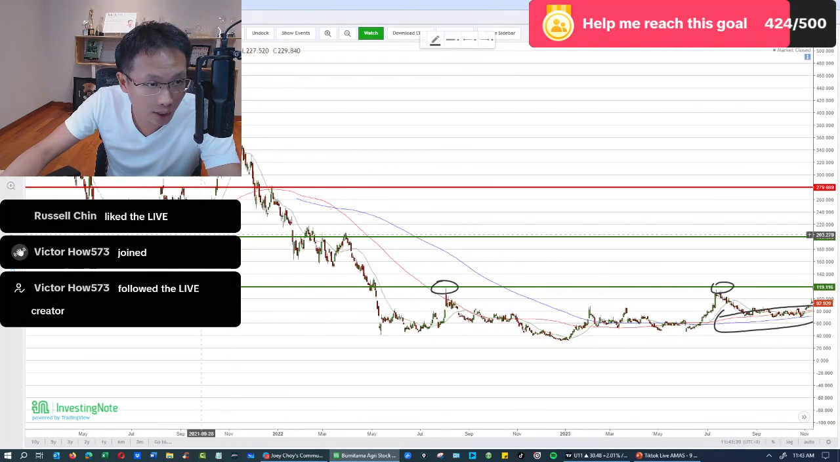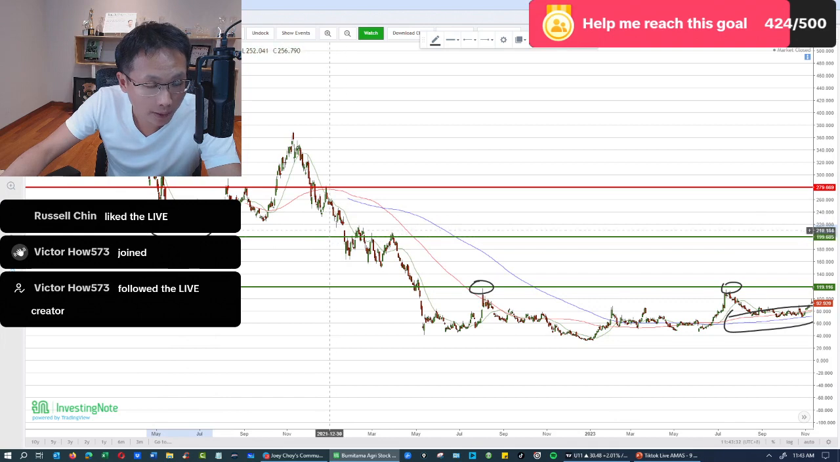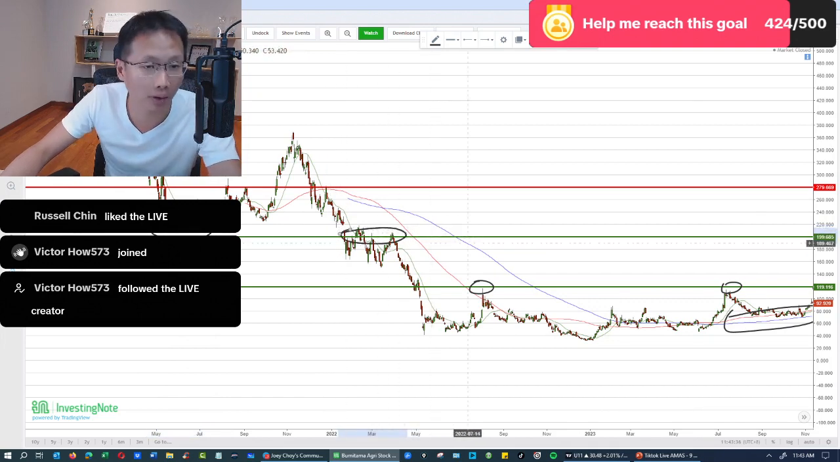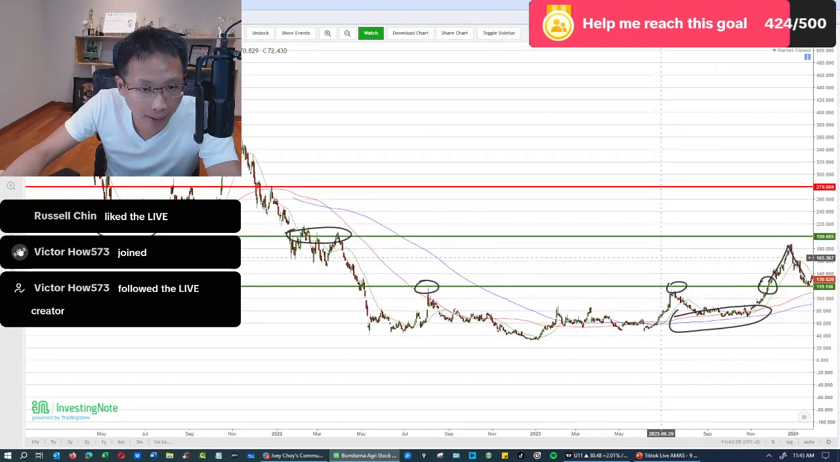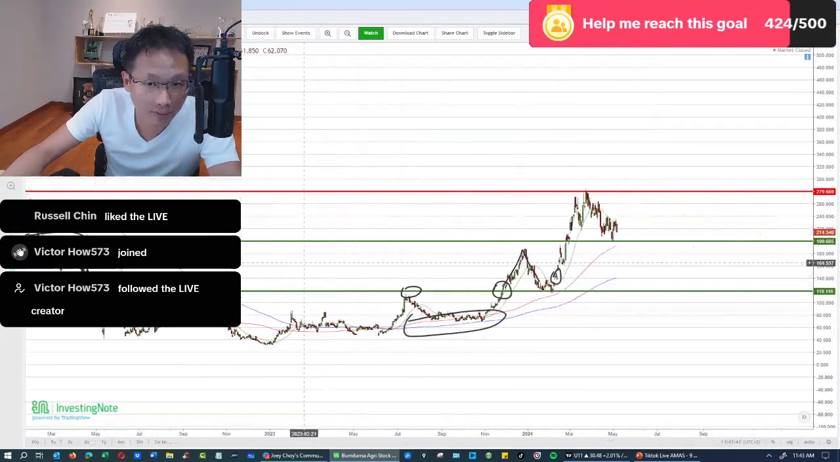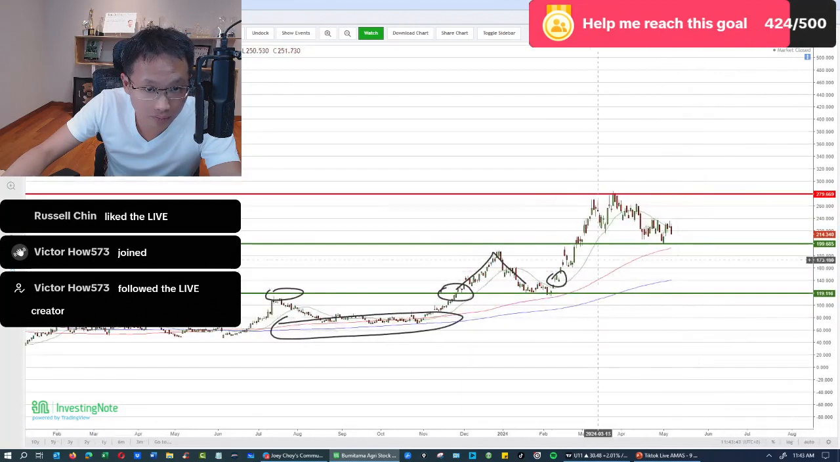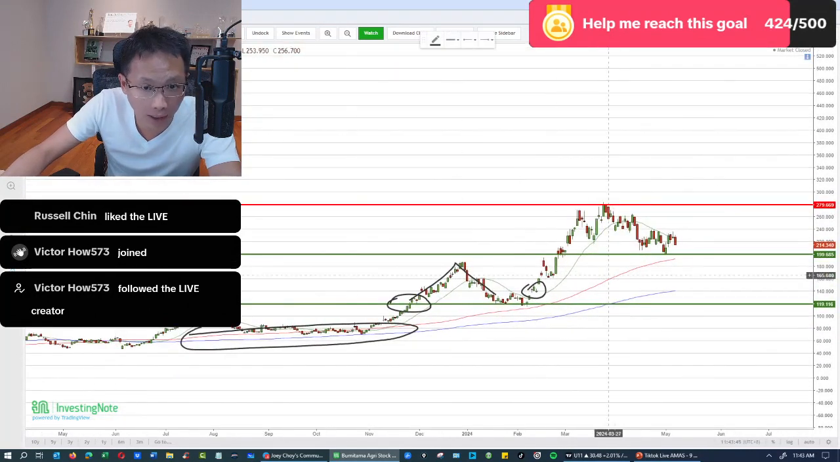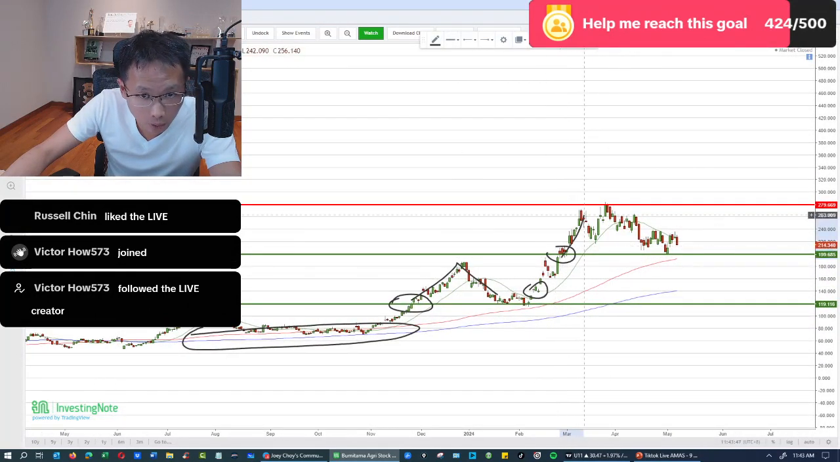200 was actually where we were supported above as well. We actually broke down and it became what we call a bit of a resistance, right? So support turned resistance, and we are back to this level right now. 200, you can see we broke above it somewhere in February, March, when the 280 swing up and down, and now we are back around that 200. So 200 seems to be a good support right now.